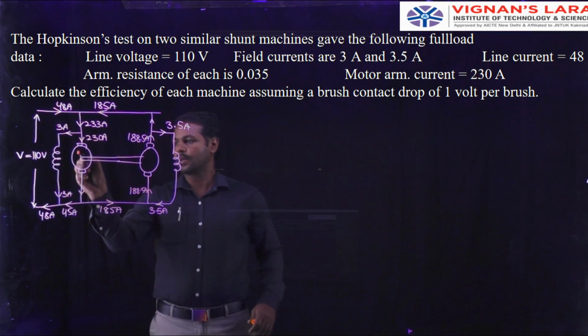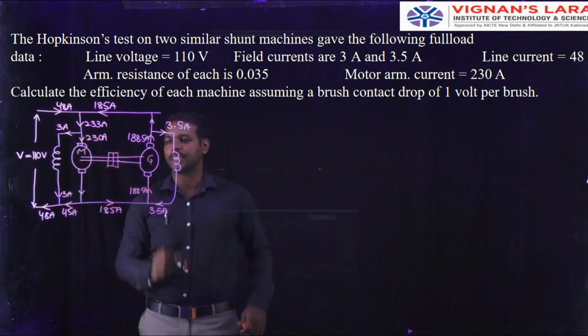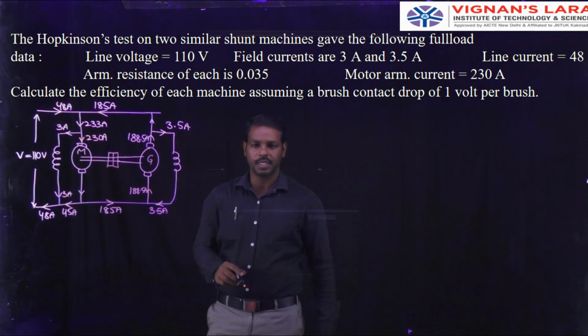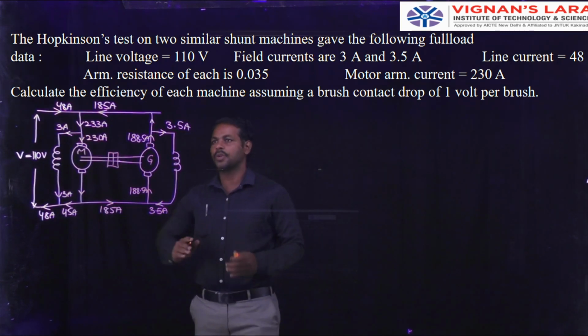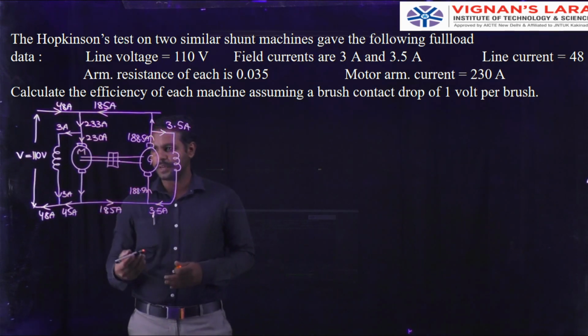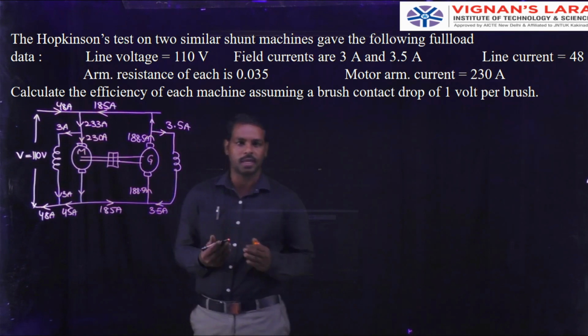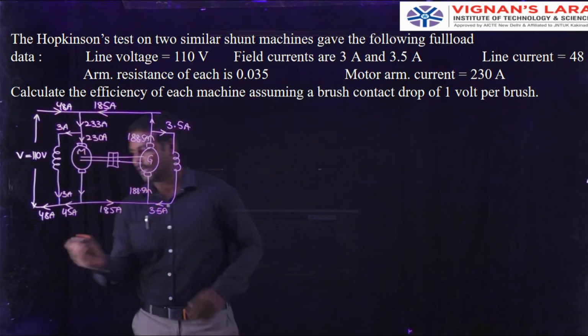So the motor and the generator are directly coupled to each other. After that, we can find out the efficiency of a motor. Before going to the efficiency of a motor, first of all, whatever losses exist in a motor as well as a generator have to be calculated.